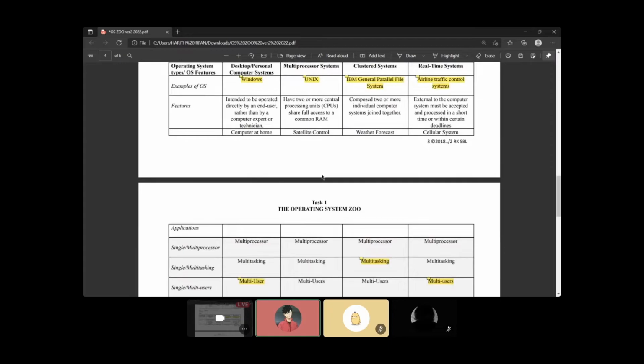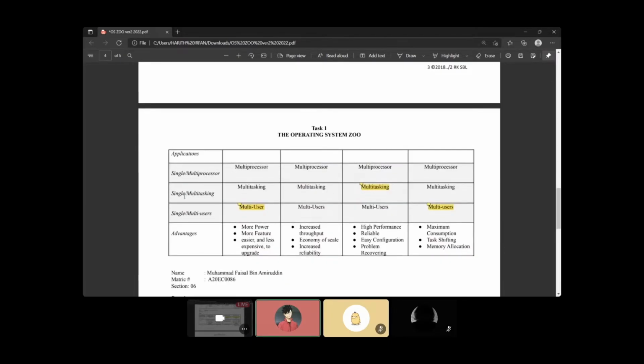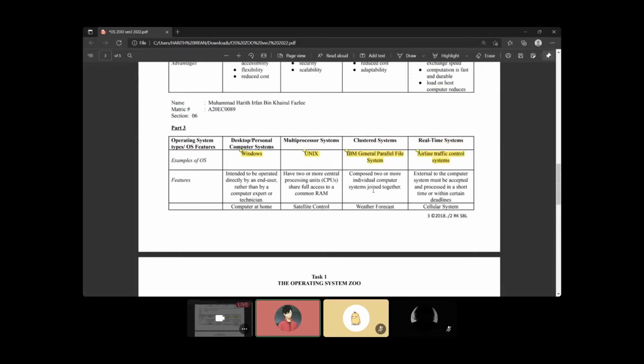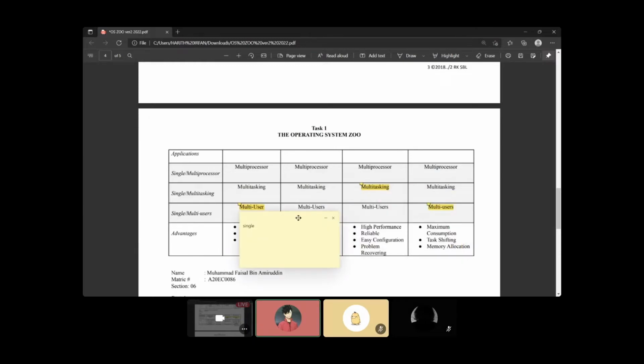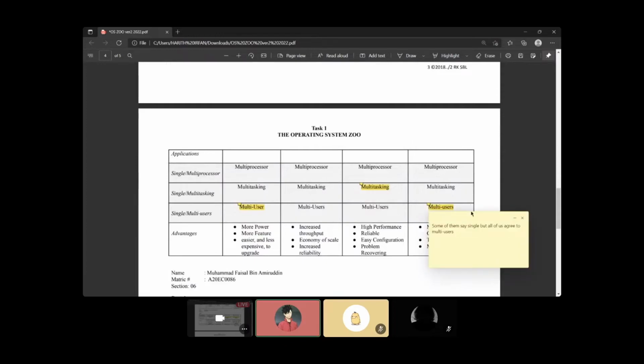processor is the same as others. And for clustered system, some of them are single tasking. And for desktop, it is also single user. And for real-time system, some of them say single, but all of us agree to use multi-user.